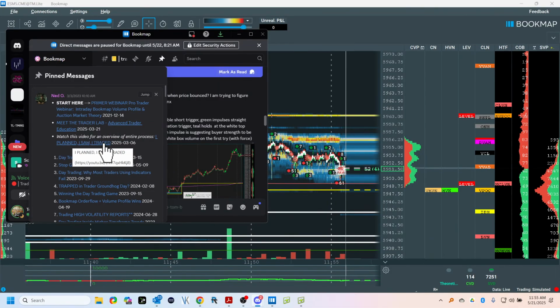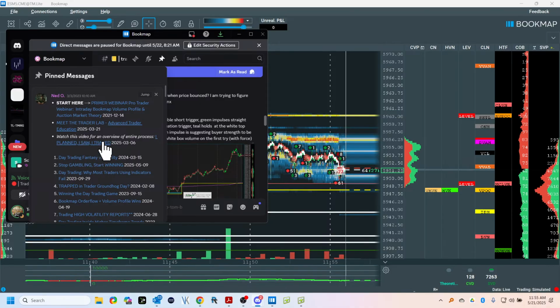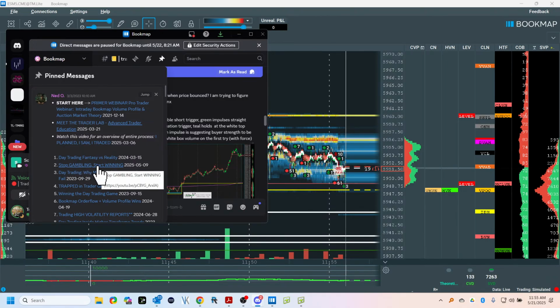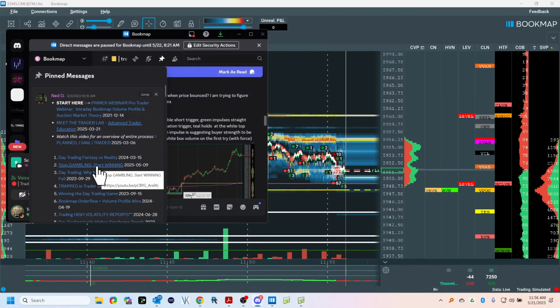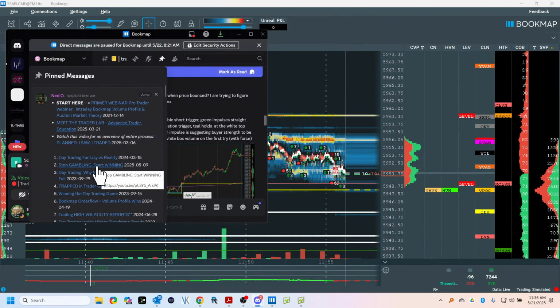This is just an overview of a process, one day in the life. I planned, I saw, I traded. Now, stop gambling, start winning. This is a rather direct stream on what most of us do or are doing or have done. Hopefully you'll put this in the rearview mirror if you're a gambler and go, I don't want to gamble.